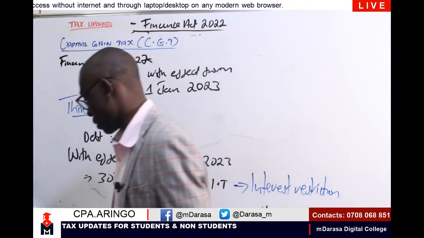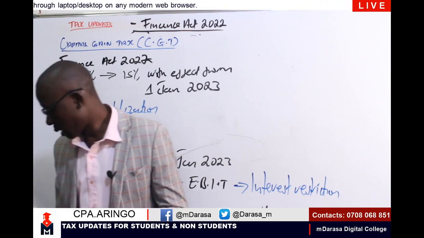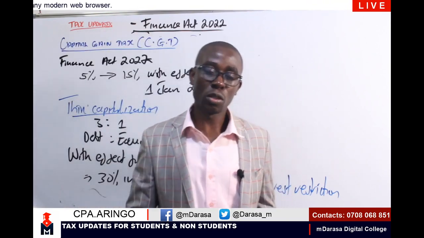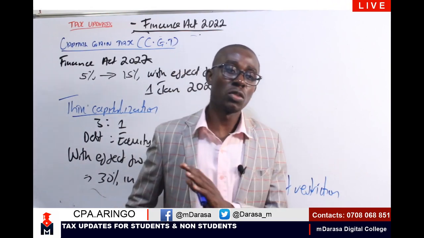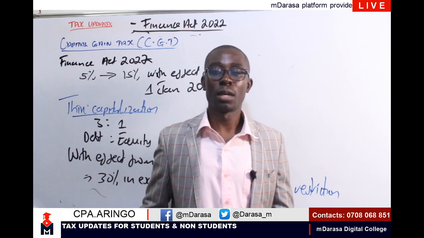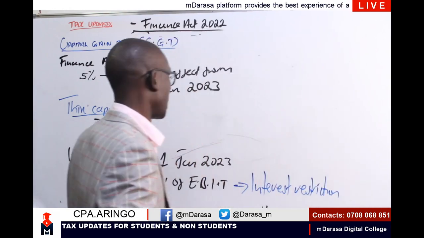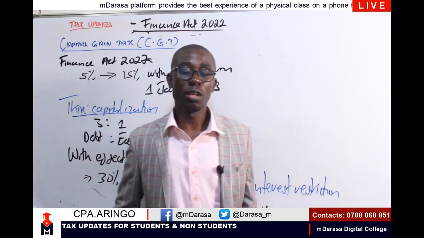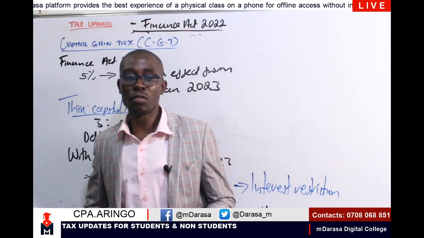for tax purposes, we must agree on one thing. Number one, for capital allowances, reducing balance, we no longer use reducing balance for residual value, but we'll be using the straight line method or equal installment for the residual values. Capital gain tax, so long as you're dealing with an item that is in financial year 2023, that is when the effect of 15% will apply for examination purposes. But in practice, of course, you're going to apply the 15%.